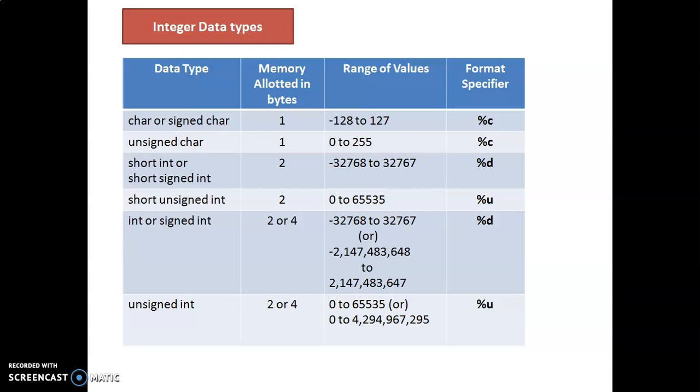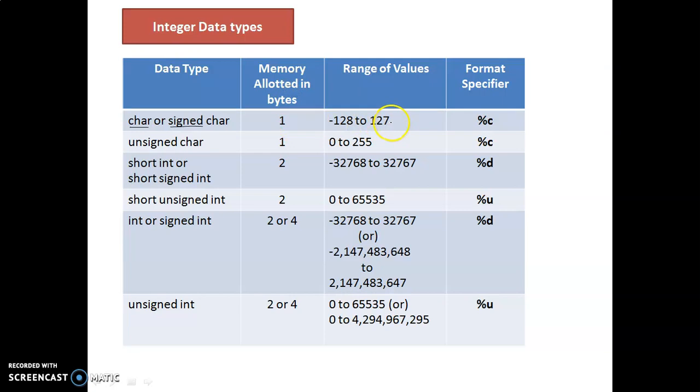So there are different categories here. Character also comes under integer data types: char or signed char. So char is the basic data type. Char is also called signed char. That means it occupies 1 byte of memory. So now see this here. Memory allotted in bytes: it occupies 1 byte of memory.